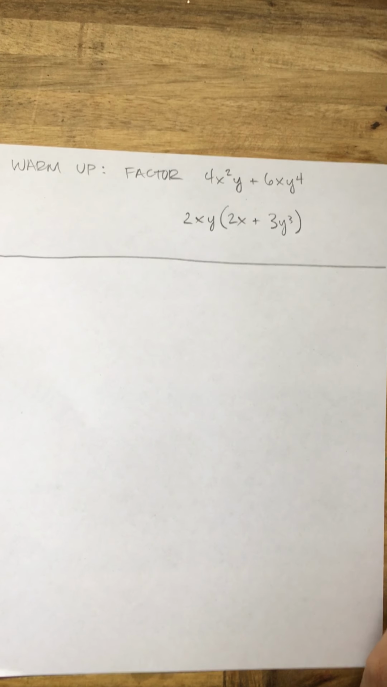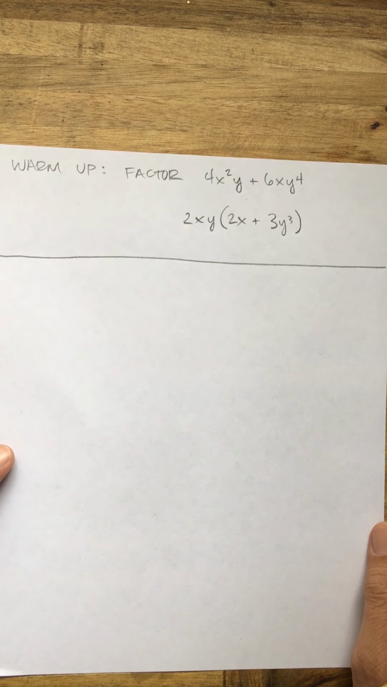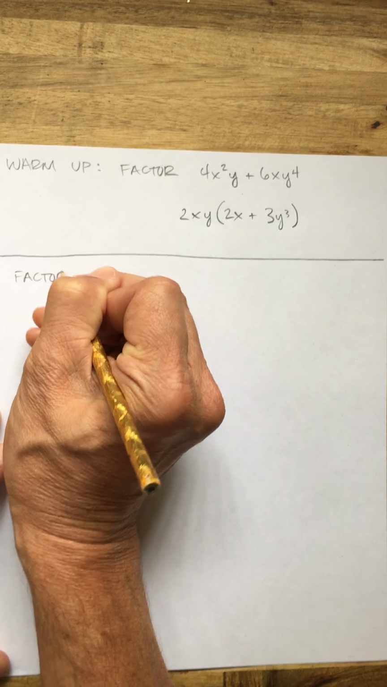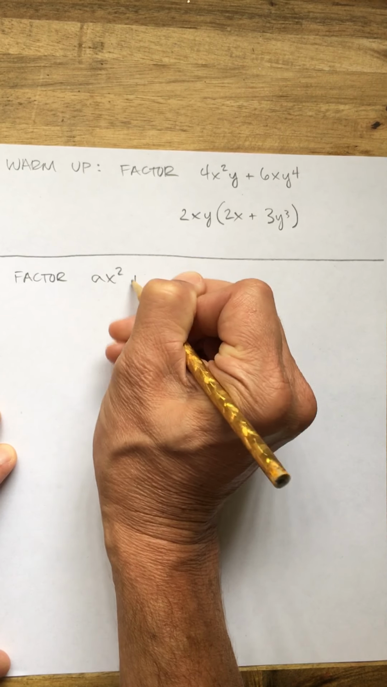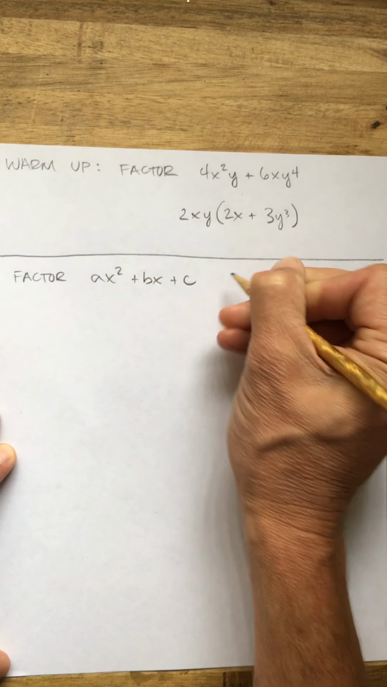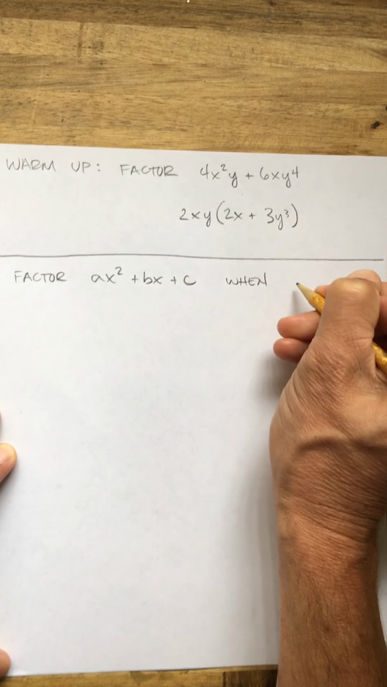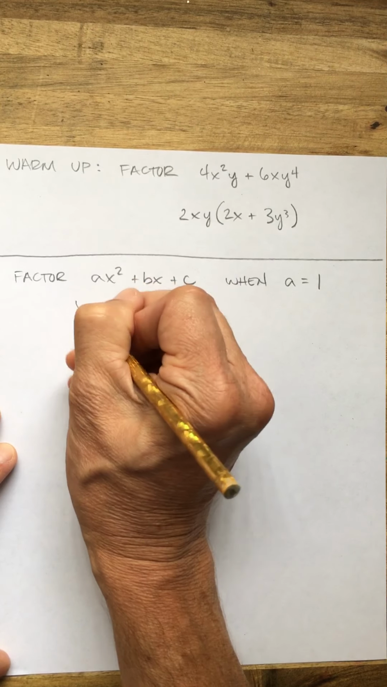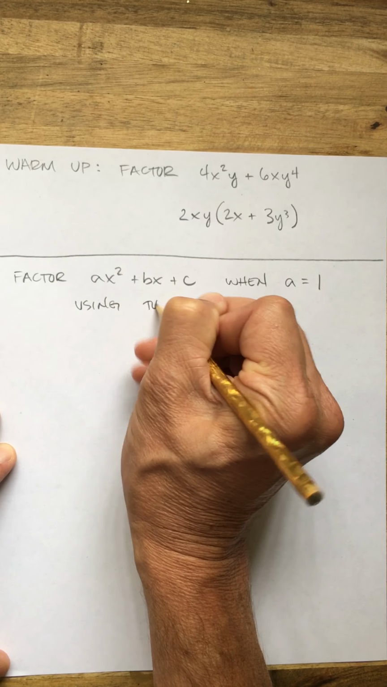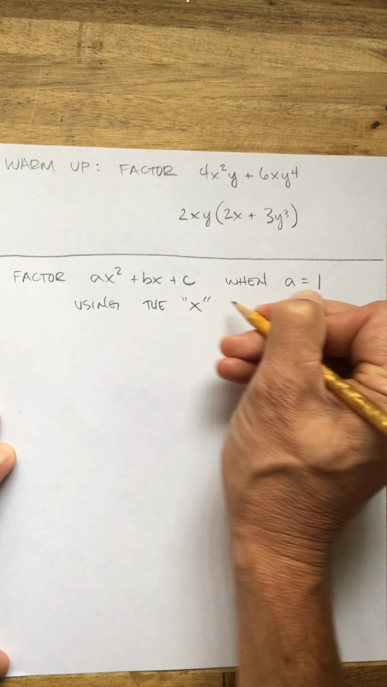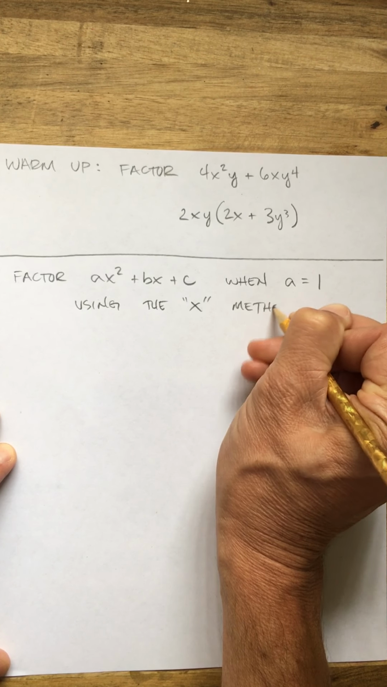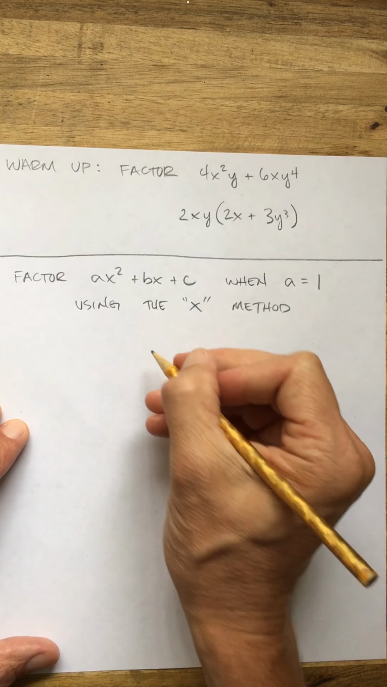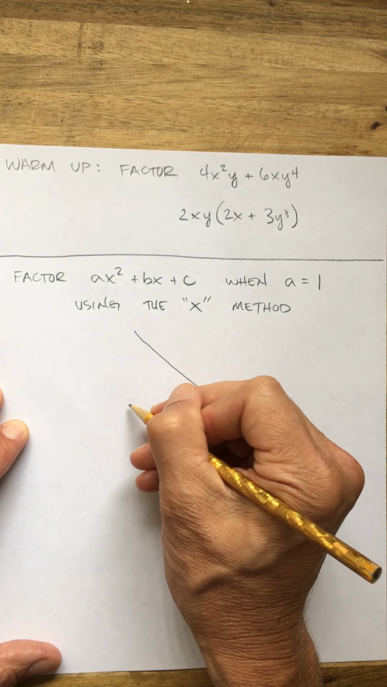All right, so today we're going to be factoring trinomials, and they're going to look like this. We're going to factor ax squared plus bx plus c when a is equal to 1, and we're going to do that using the x method. The x method looks like this. This is kind of the way it looks.